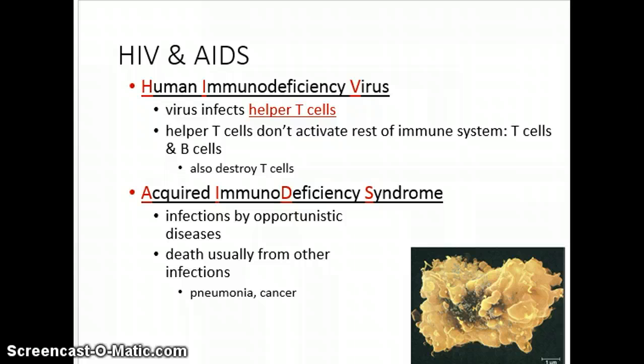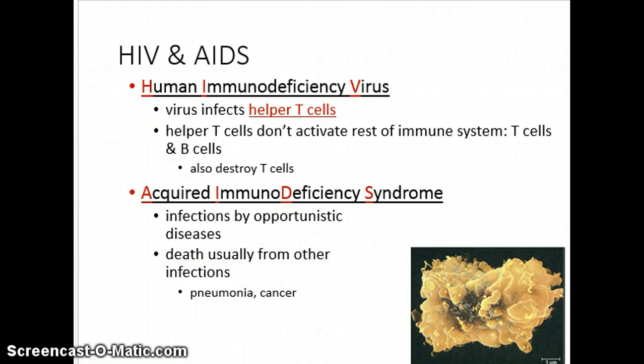Finally, we can't look at the immune system without looking at HIV and AIDS. HIV is short for human immunodeficiency virus. This is a specific virus that I'm sure you've heard about and probably know a lot about, so I'll just quickly go over it. But essentially, this virus infects the helper T cell.